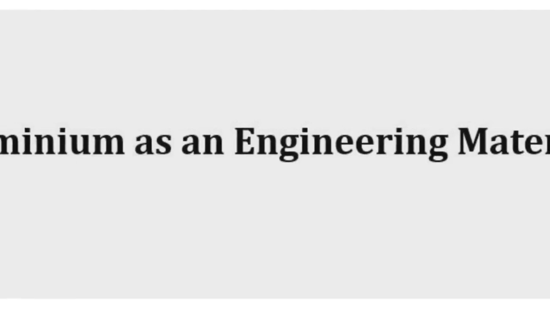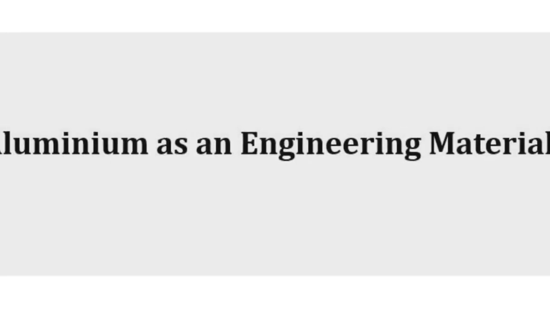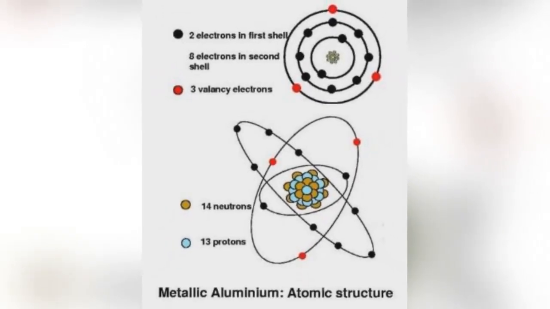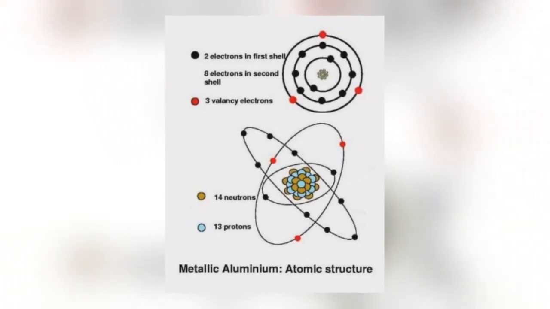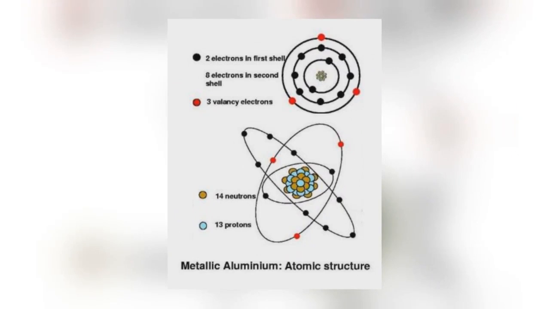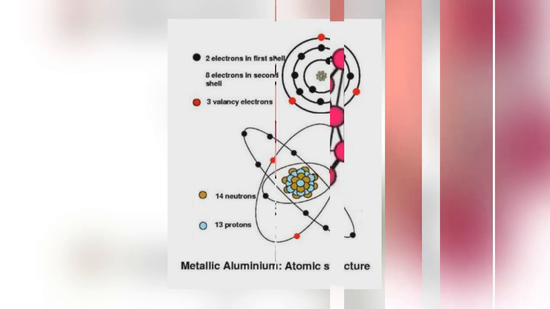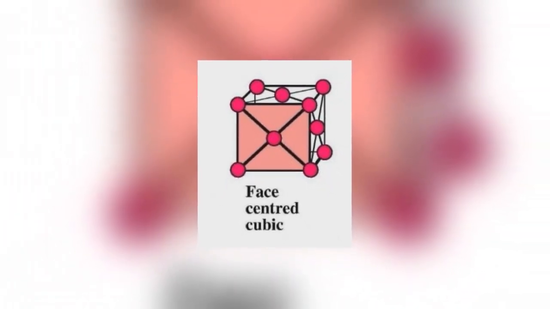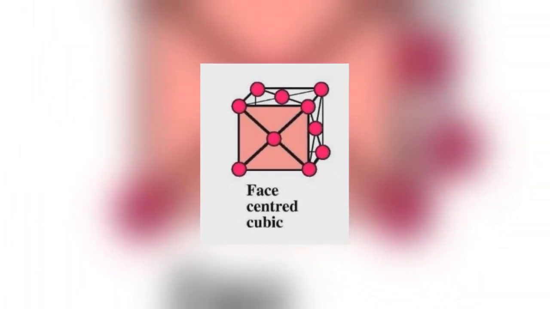Let's look at how the atomic structure of aluminium provides its engineering properties. The atomic number of aluminium is 13. Aluminium has 3 electrons in its outer shell, which contribute to its free electron gas. This leads to excellent electrical conductivity. Aluminium atoms form a crystal lattice with a face-centered cubic, FCC structure, allowing for high packing efficiency of atoms.